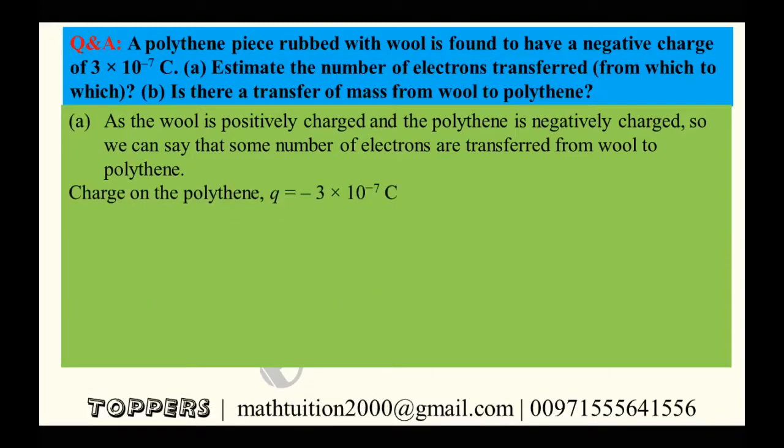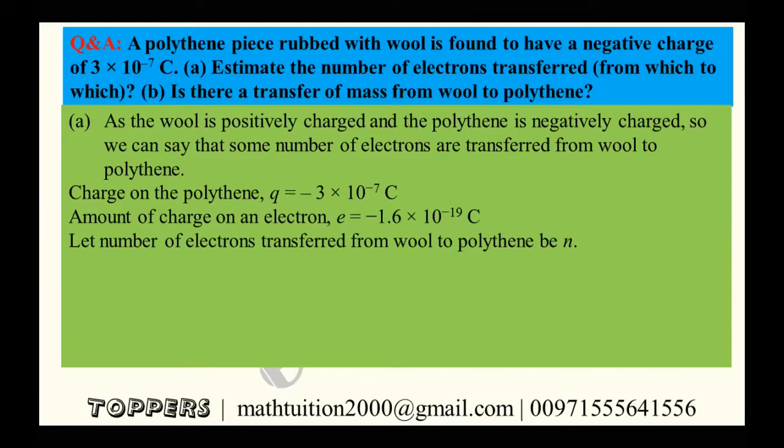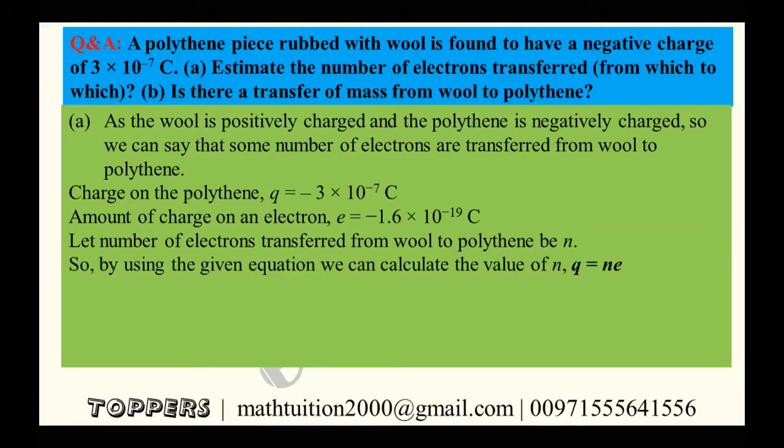Charge on the polythene is equal to negative 3×10⁻⁷ coulomb, given in the question. Amount of charge on one electron, e, is equal to negative 1.6×10⁻¹⁹ coulomb. We have already learned that. Let the number of electrons transferred from wool to polythene be n. So by using the given equation, you can calculate the value of n. What is the given equation? Q equal to ne.